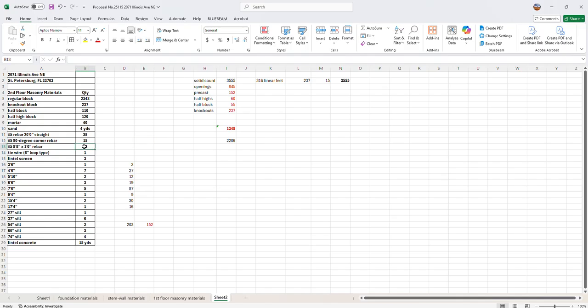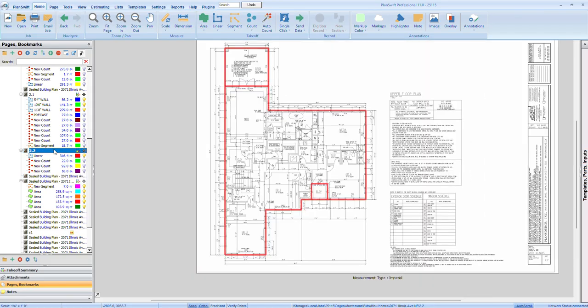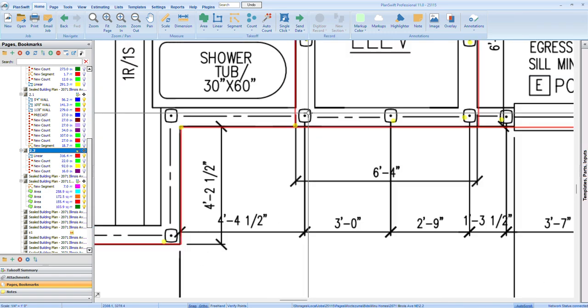Our down cells. 92. 9/8 by 1 foot. There's 92 of them. And these are super easy. You just gotta go and count. See where they're at. New count right here. I just went around and counted the dots.